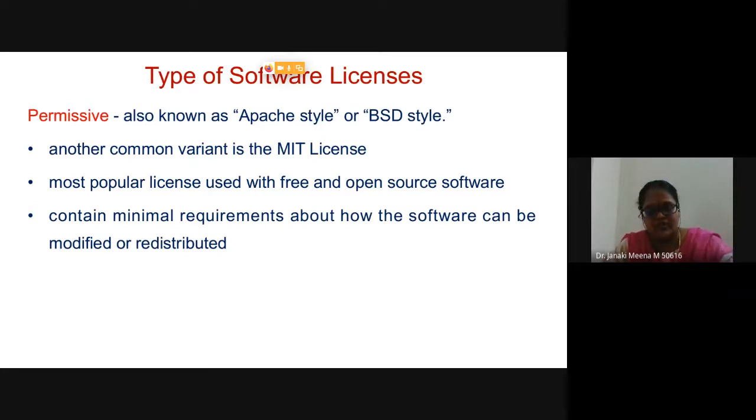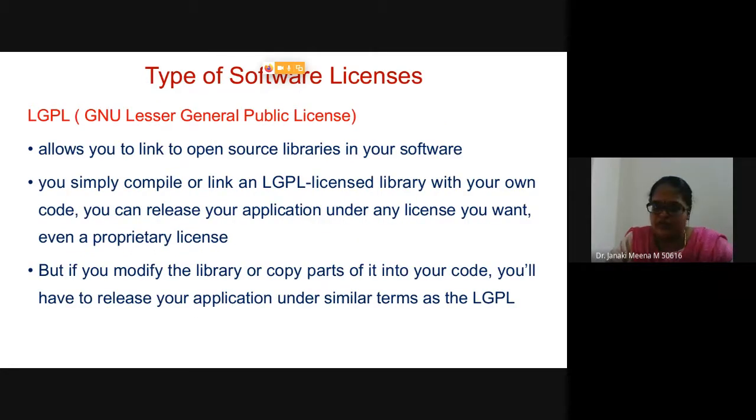The first one is very flexible, right? Public domain, where we do not have any restrictions. You can make whatever changes you want. But here there will be some restrictions maintained in the license itself, about how you can make modifications and how you can redistribute it. We have to follow that. That's what is permissive. And the third category of licenses is LGPL, right?